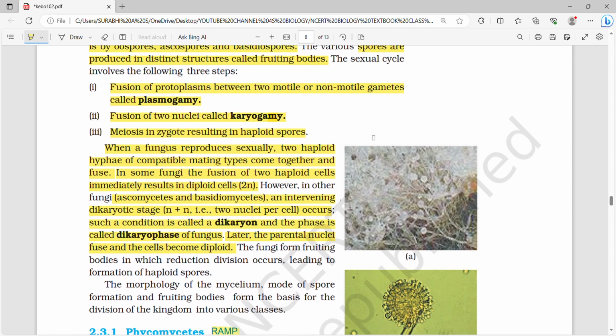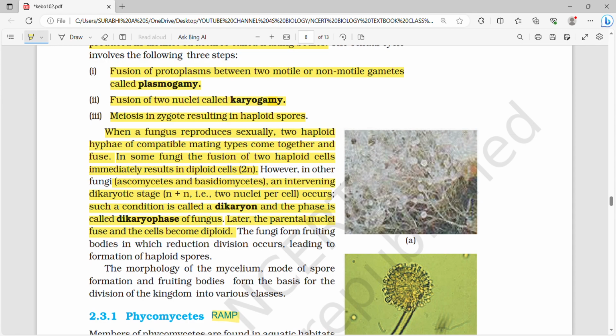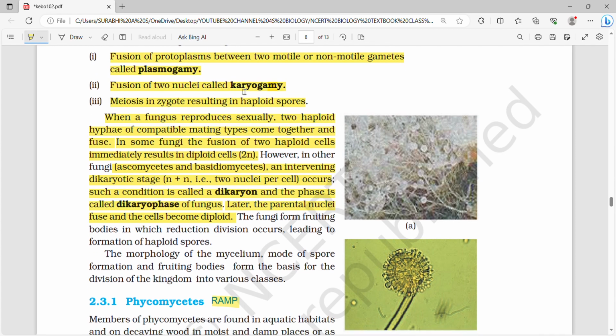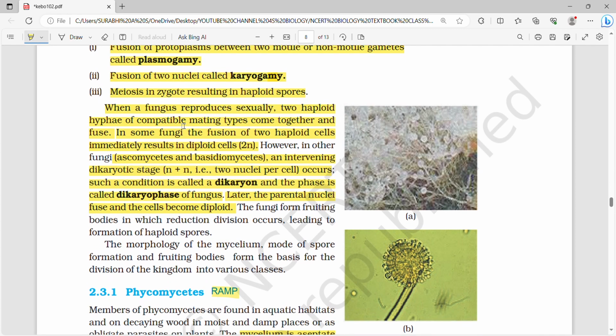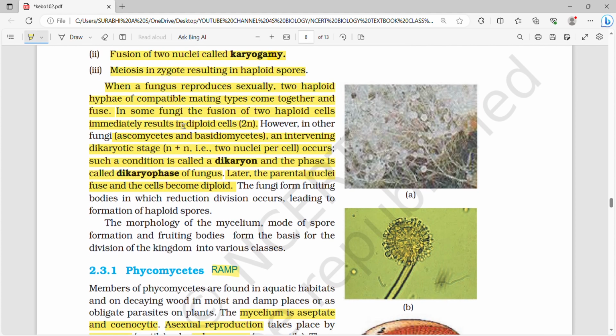The sexual cycle involves three main steps. This is very important, the sequence of the steps is very important. First is plasmogamy, then karyogamy, then meiosis in the zygote. Fusion of protoplasms is called plasmogamy, so PP. Fusion of two nuclei is called karyogamy. Then it undergoes meiosis in the zygote, resulting in haploid growth. So this is also an important point.